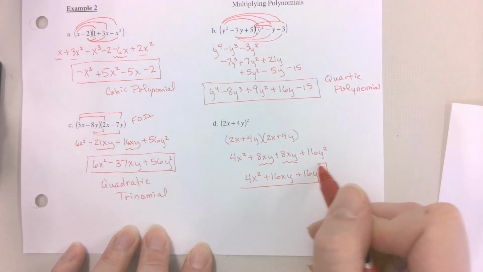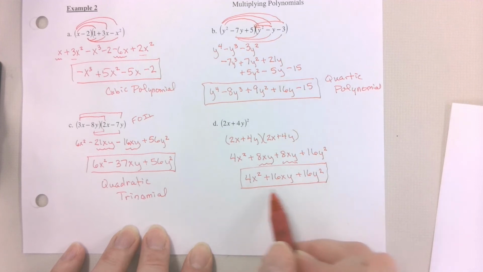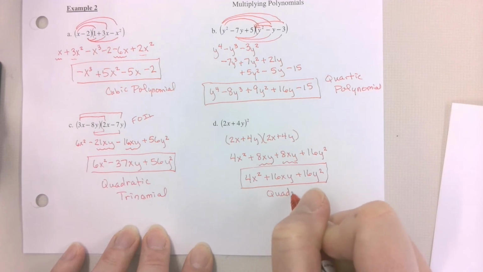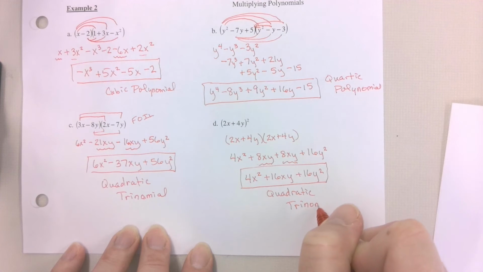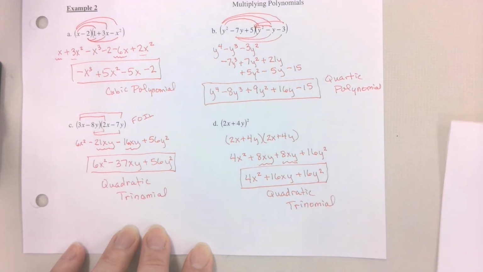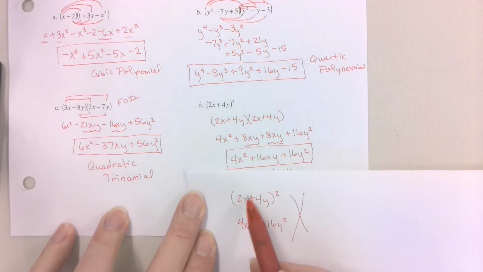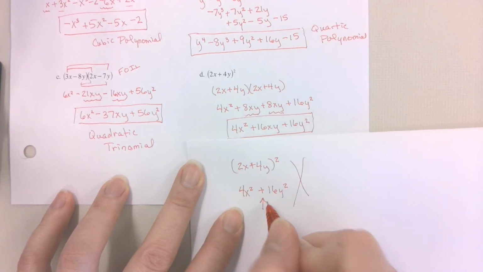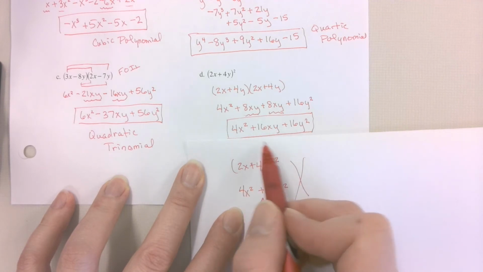So while we're here, let's name this. Again, every term has a power of 2, or a degree of 2. So this would be a quadratic trinomial. So let's compare our answer to the mistake. If I look at this mistake, and I had just distributed this to both of these, and I tried to distribute a power, I can't do that because I'm missing that middle term. I have the first and the last, but I never got my middle term of 16xy.